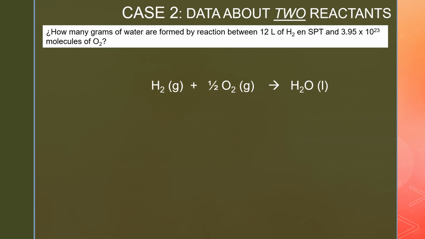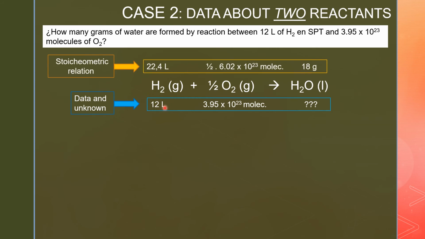Let's go and calculate a limiting reactant in a true reaction, like in formation of water. How many grams of water are formed by reaction between 12 liters of hydrogen in standard conditions and this amount of molecules of oxygen? First, our data and what is the unknown, and now the stoichiometric relation in the same units as the data.